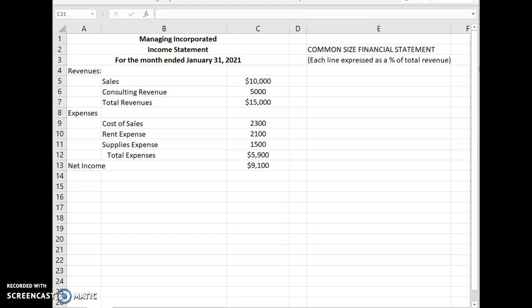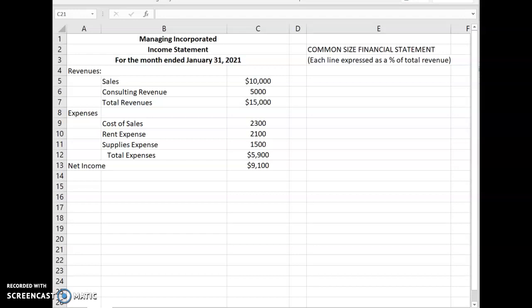What is a common size income statement? Well, a common size income statement is just an income statement in which each line is expressed as a percentage of total revenue. This is a type of vertical analysis. So now I'm going to show you how you would do that.